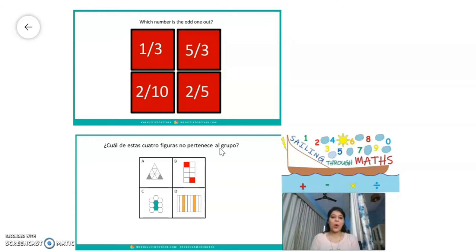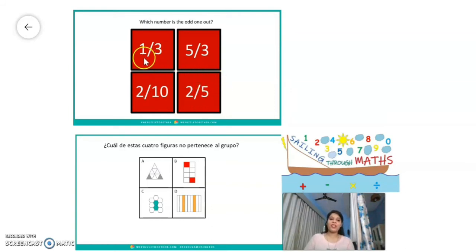The first puzzle is which number is the odd one out? So the numbers given to us are 1 by 3, 5 by 3, 2 by 10 and 2 by 5. If you look carefully at this puzzle, you will see a very interesting pattern going on with the numerator and denominator. In the first number, the numerator is less than the denominator. In the second number, the numerator is greater than the denominator. In the third number, the numerator is less than the denominator. And in the fourth number, the numerator is again less than the denominator.